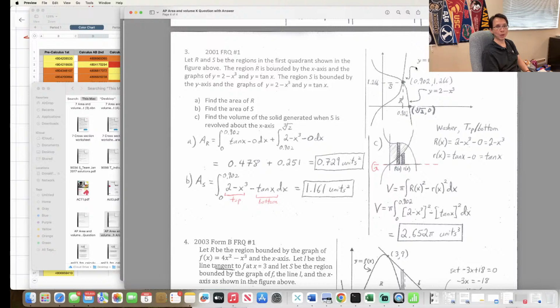B is gonna be 1.161 because that's just area of S. Area of S is not too bad. You have to do integration 0 to 0.902. That's fairly easy. The third one is rotating around the x-axis. That's a washer. You have to understand that's a washer. And that's that.